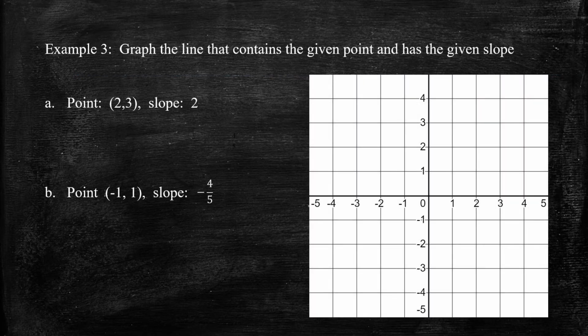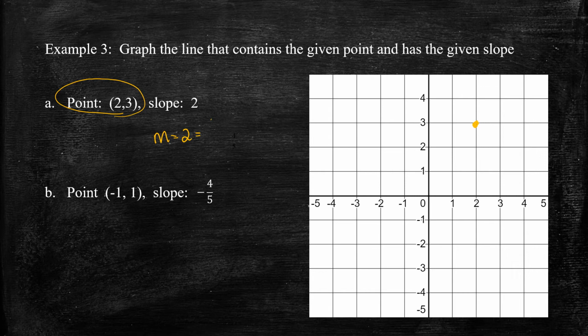All right, example 3, graph the line that contains the given points and has the given slope. All right, so we want to graph the line that contains the point 2, 3. Start by plotting the point 2, 3. So you go to the right 2 units, so x value is 2, the y value is 3, so you're up 3. The slope, or m, is equal to 2.